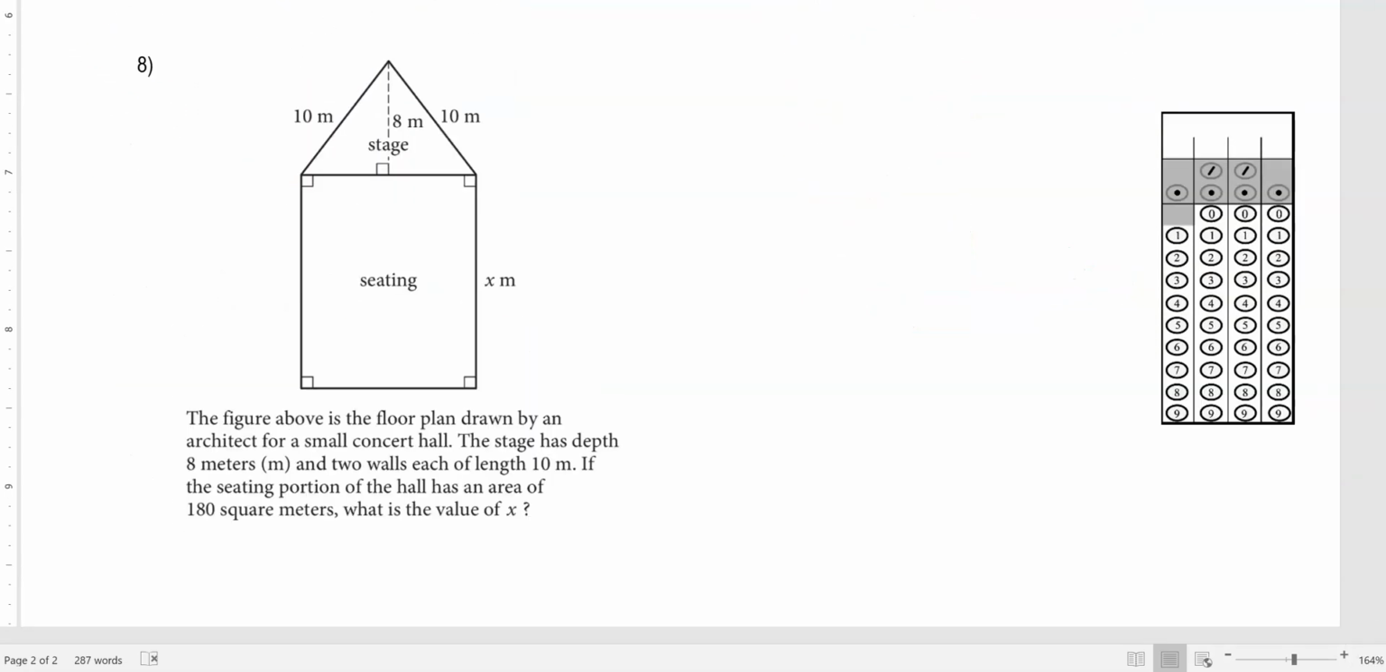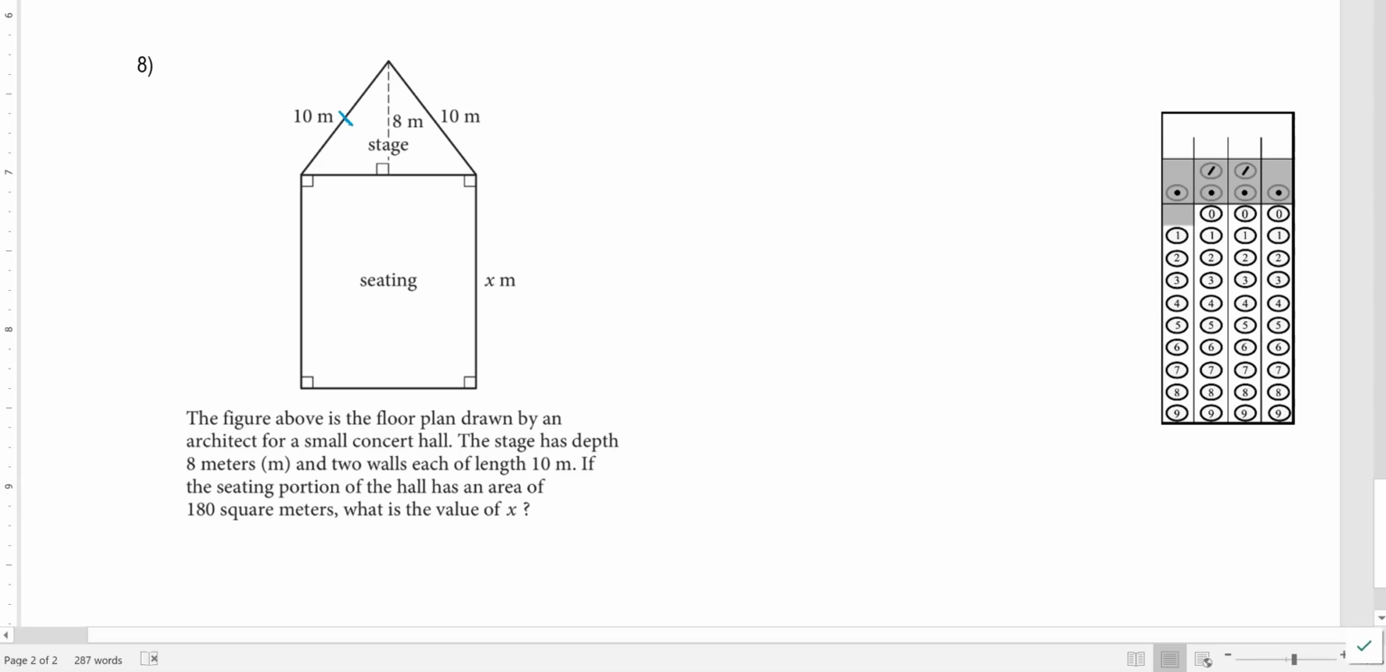Okay, so this one, our last question, says that the figure above is the floor plan drawn by an architect for a small concert hall. So this is like a two-dimensional drawing if you're looking down at the floor, maybe like up from the ceiling, okay? And the stage has depth 8, so you can see your stage. This height right here is 8, this depth. The two walls have length 10.